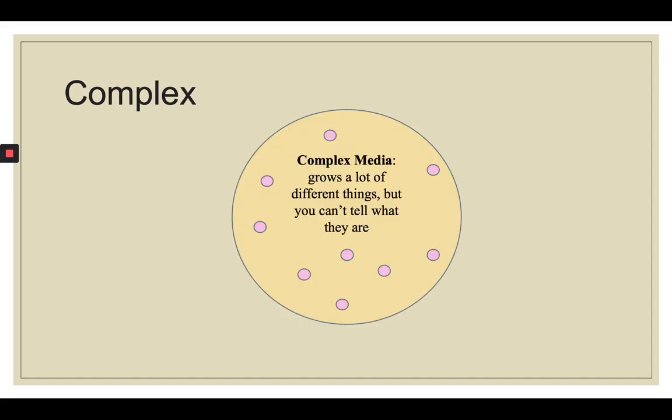Complex media is basically a food source, usually made from yeast, meat, soy, or milk, and one that we normally use is called nutrient agar, which has yeast in it. Basically, it grows a ton of different things, but we can't really tell what they are. So you can see in this example plate, it's a tan plate. It's just a food source, and it's growing a bunch of pink bacteria, a bunch of pink colonies, but I don't know what they are because they all kind of look the same.